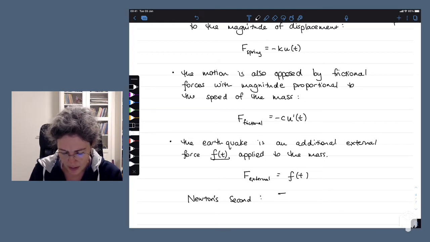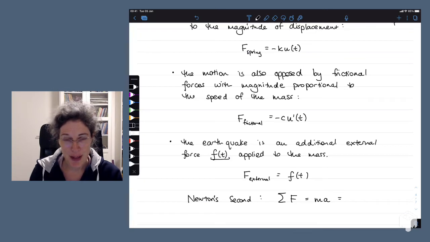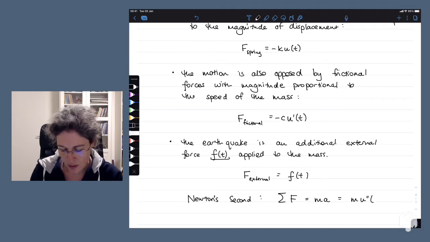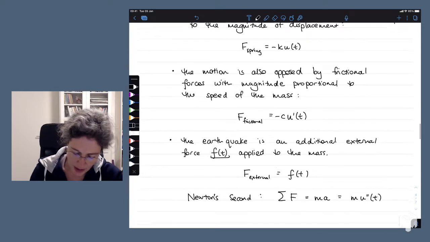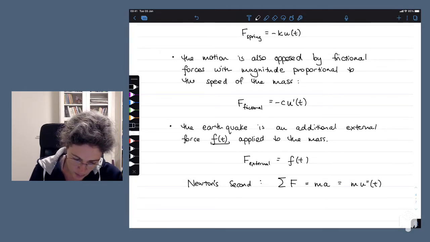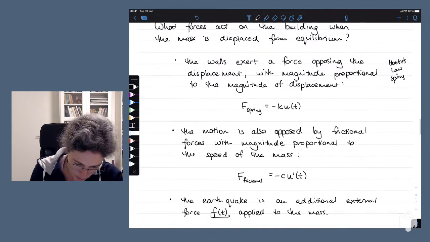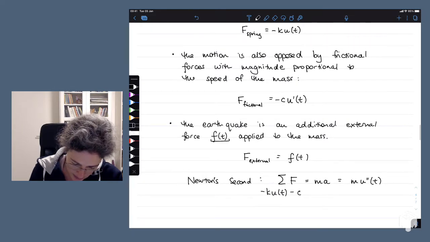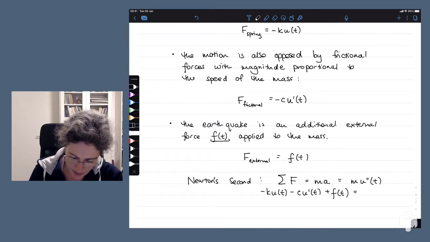which says that the sum of the forces acting on a mass will be equal to the mass times the acceleration. But remember that acceleration is the second derivative of displacement. So what we actually have is that the sum of the forces is equal to mass times our u double dashed. And if we add together the three forces that we've got, what we've got is minus k u of t, minus c u dashed of t plus f of t is equal to m u double dashed of t.